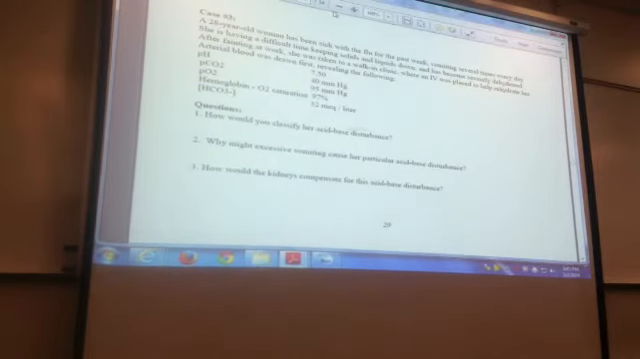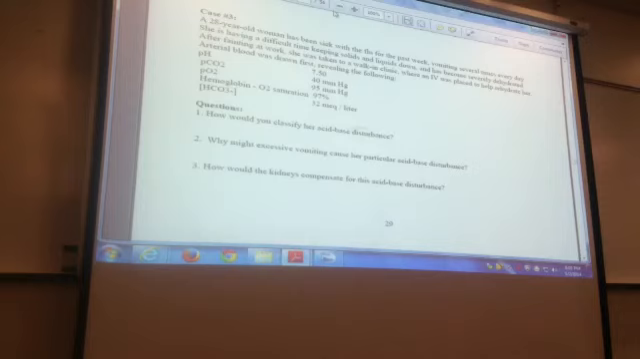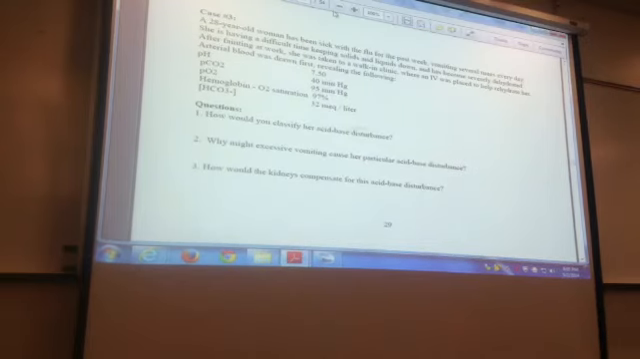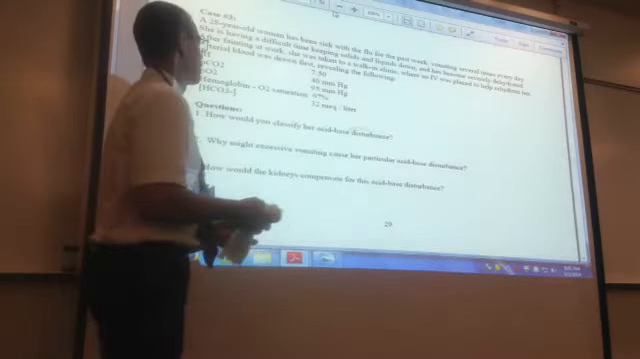Because you're ejecting the hydrogen. How would the kidneys compensate for the acid-base balance? It would retain base. No, it wouldn't. It would excrete the bases and retain the hydrogen. Sorry.